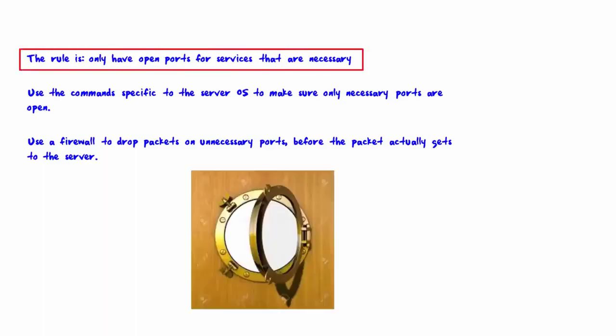The rule is only have open ports for services that are necessary. A black hat must take advantage of an open port on a server in order to be able to connect to that server if they're looking to do harm to the server. Therefore, the rule is only have open ports for services that are necessary. Having open ports on a server for services that are not necessary is simply making a black hat's job easier, where they can connect to the server and do bad things to that server.